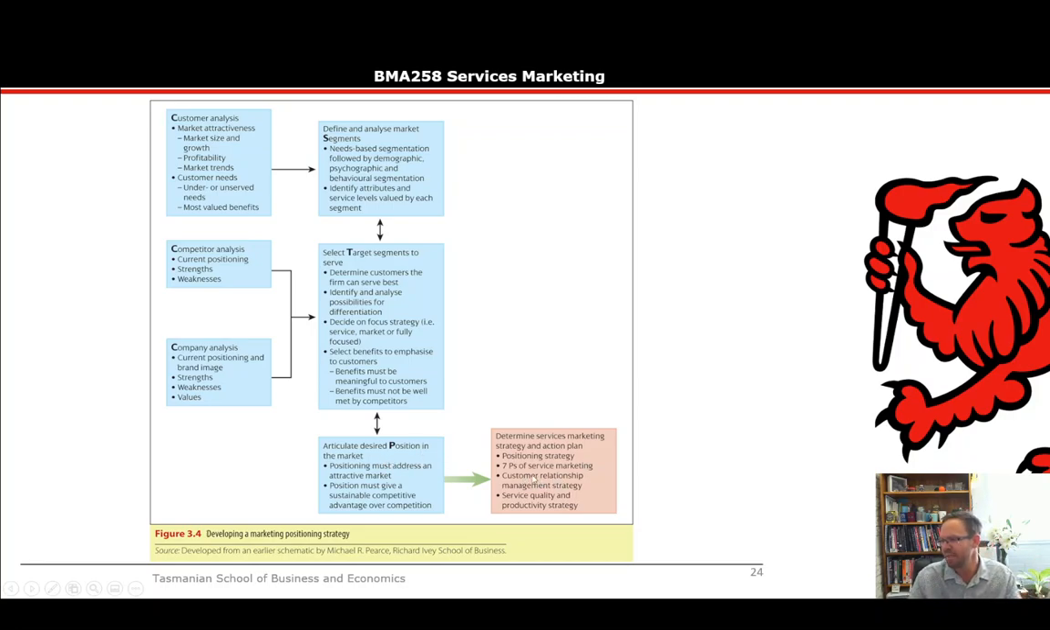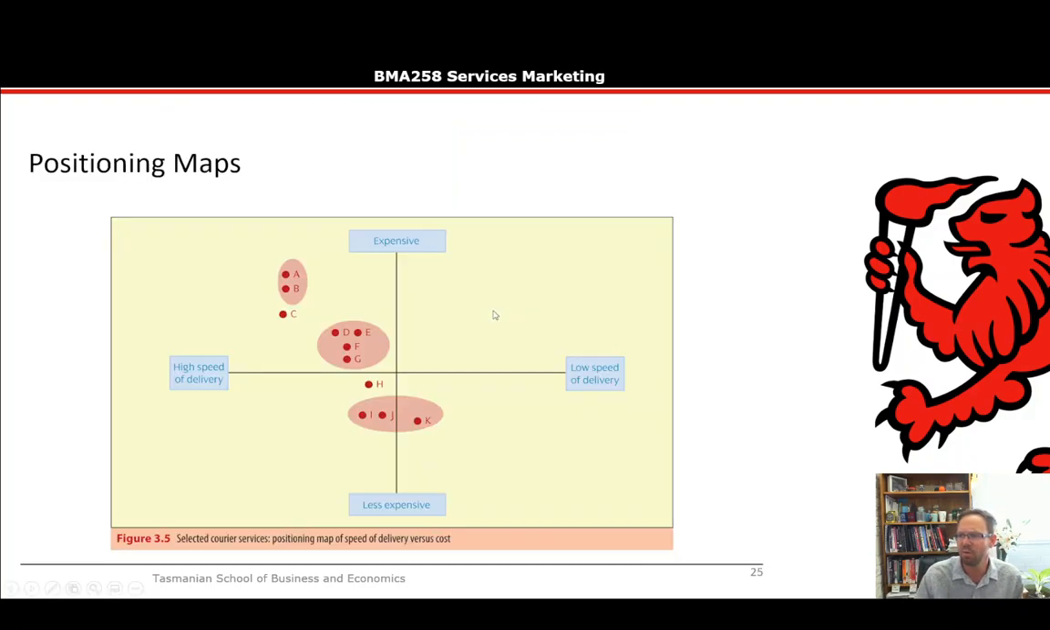So the 7 Ps of services marketing, we've got our customer relationship strategy, and then our service quality and productivity strategy. Although really the customer relationship management strategy can fit into the 7 Ps, and the same with service quality, because they're so important in this model, they have been separated out. Now I want to show you an example of a positioning map.